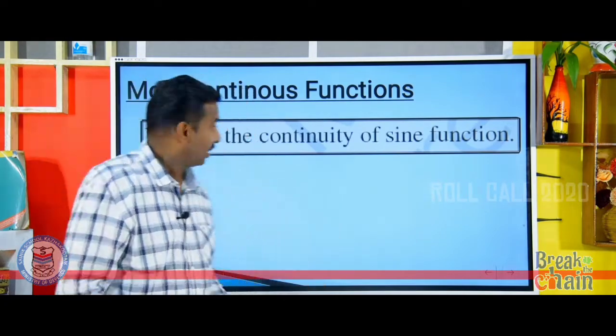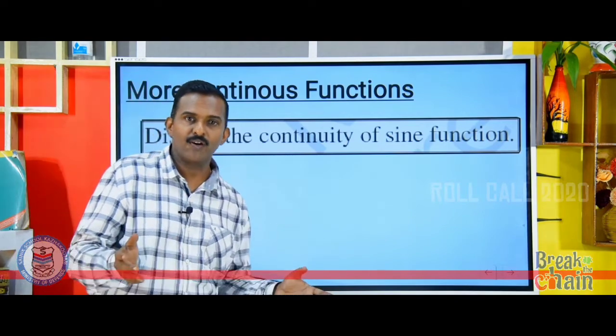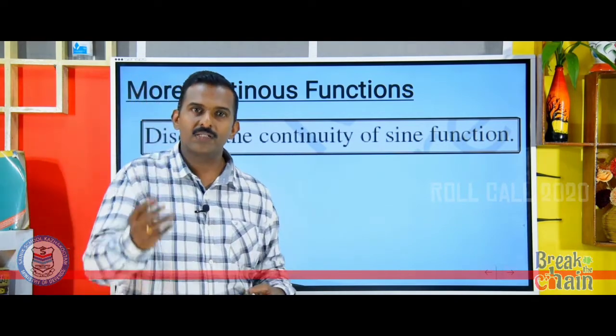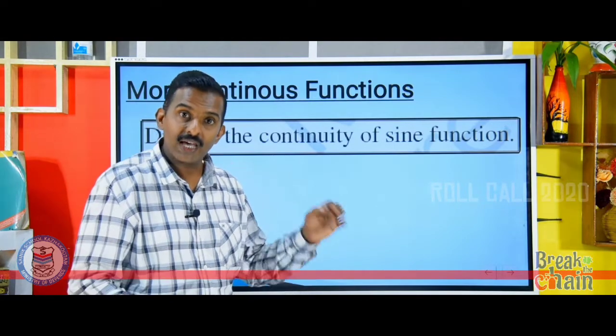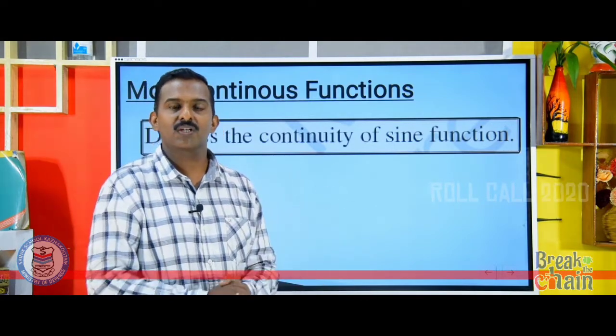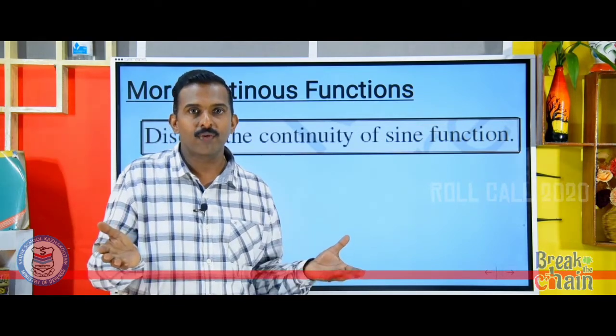Trigonometric functions. Sine function is continuous. Now you might have seen the graph of sine function. It is a continuous graph going up and down from -1 to 1. Sine function is also a continuous function in its entire domain, and the domain is R, because sine function is defined everywhere.